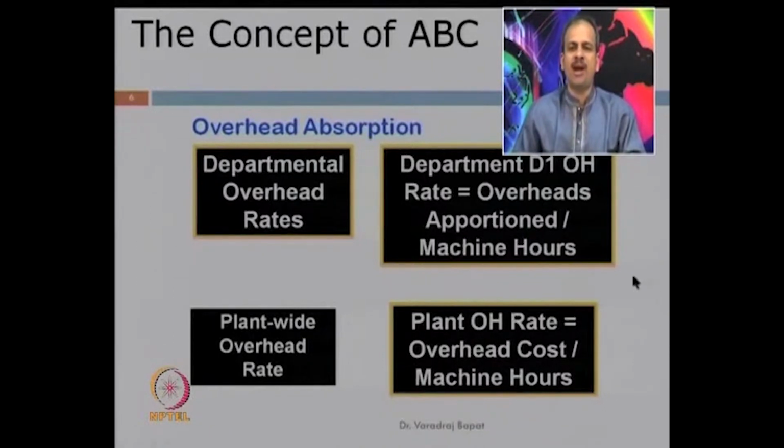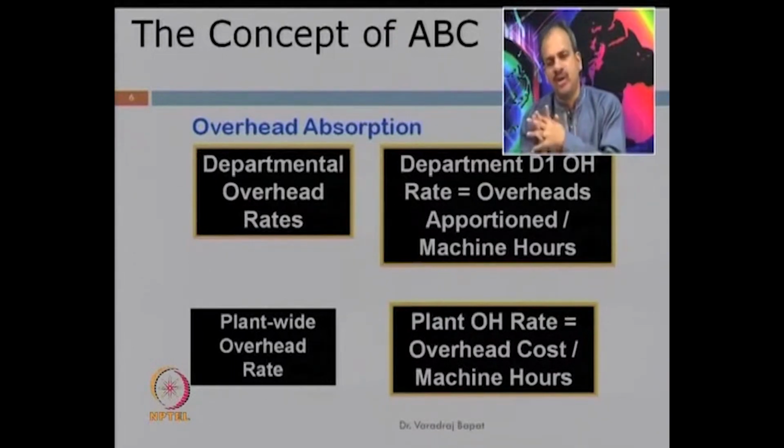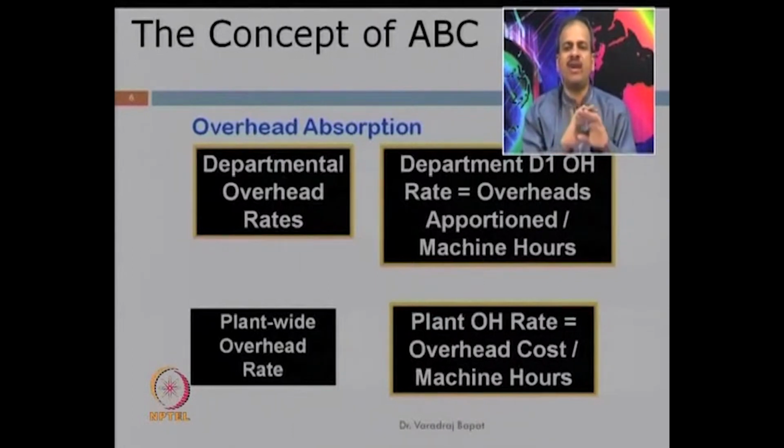So here you can see department D1 overhead rate, that is overhead apportioned upon machine hours. Like that, if you have say 4 departments D1, D2, D3, D4, for each department there will be a rate. Any product passing through D1 will be charged for those hours in D1. Then if it goes to D2, it will be charged for D2. Then it goes to D3, it will be charged for D3, and if it goes out, it will not be charged for D4. In plant-wise rate, one lump sum rate was there. In departmental rates, we have a rate for each department.